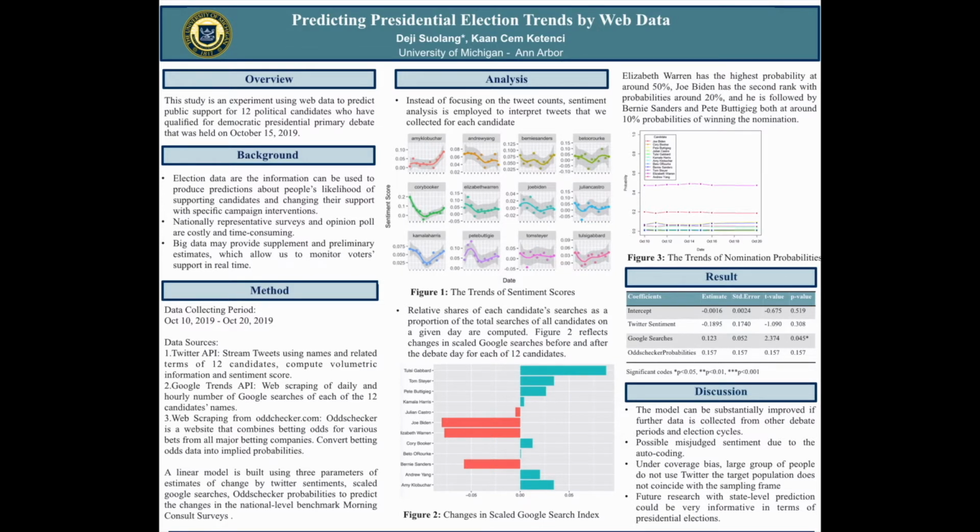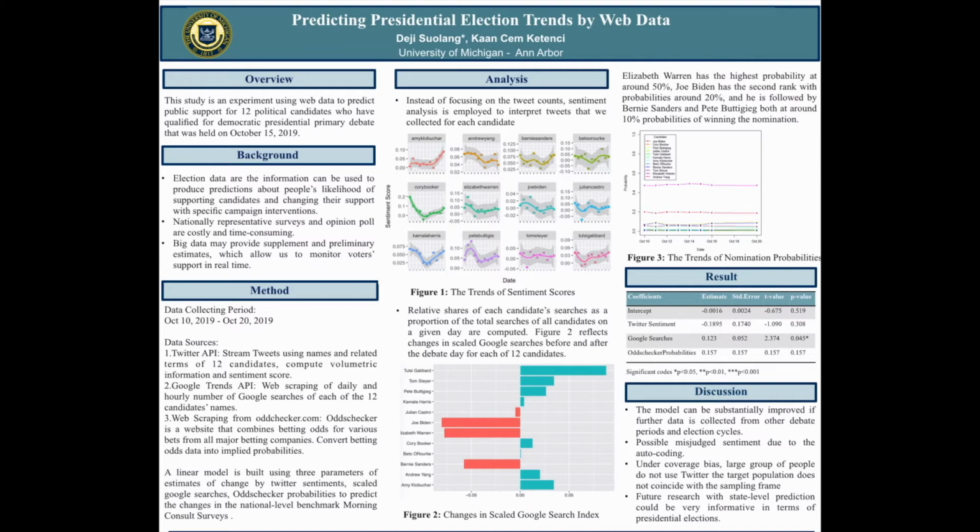We first look into the trends of the number of tweets for each candidate. Overall, we found there are more tweets related to Joe Biden, Bernie Sanders, and Kamala Harris. However, more tweets may not necessarily mean that they're all favorable. Therefore, we used sentiment analysis to interpret the tweets that we collected for each candidate, and it's done by automatic coding. Each tweet is assigned a score scaled from -1 to +1, where -1 means negative, +1 means positive, and 0 means neutral.